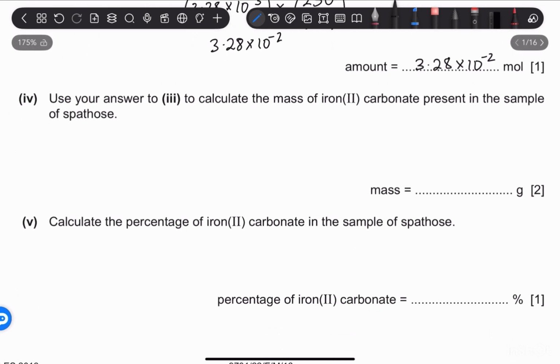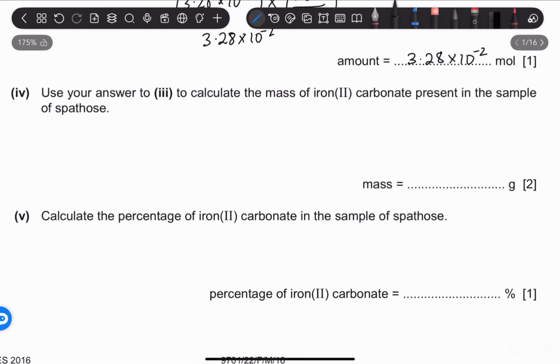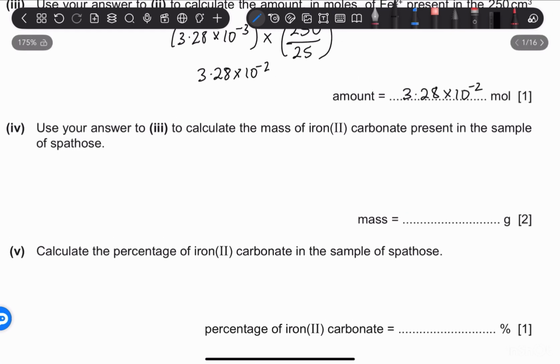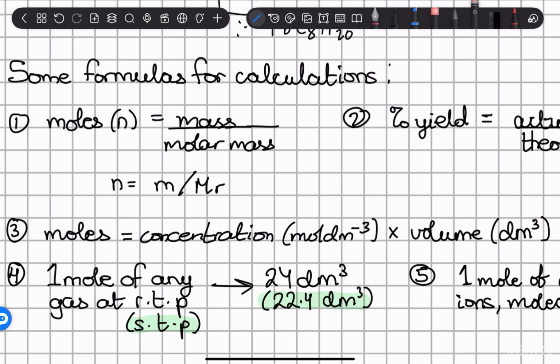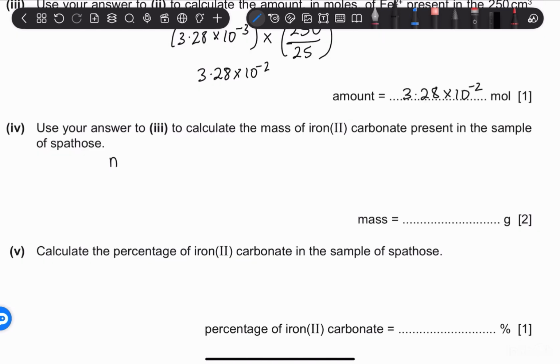Now use your answer to II to calculate the mass of iron(II) carbonate present in the sample of spathos. For mass, the formula we are going to use is moles equal to mass over molar mass. I'm just going to write the formula down: n equals mass over molar mass. This would be formula mass, but I'm just going to say Mr. First of all, we need to calculate the Mr of iron(II) carbonate, FeCO3.